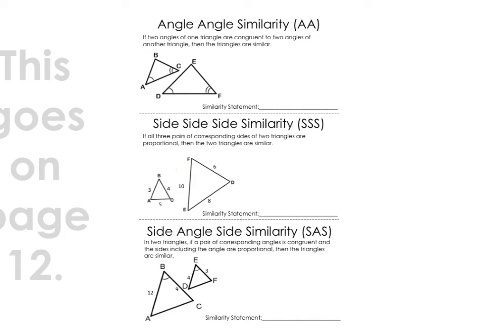So the three similarity theorems are angle-angle similarity, side-side-side similarity, and side-angle-side similarity. Each one is used differently. So the first one I'm going to go over is angle-angle similarity.